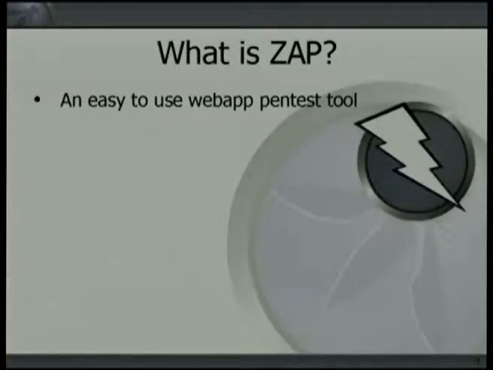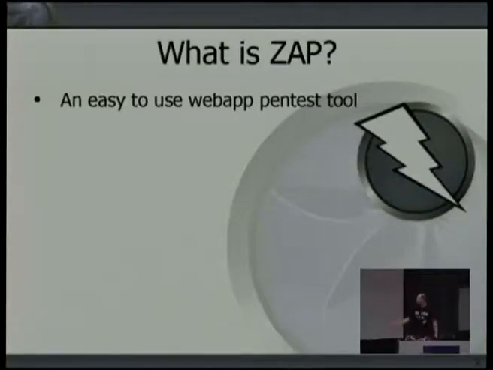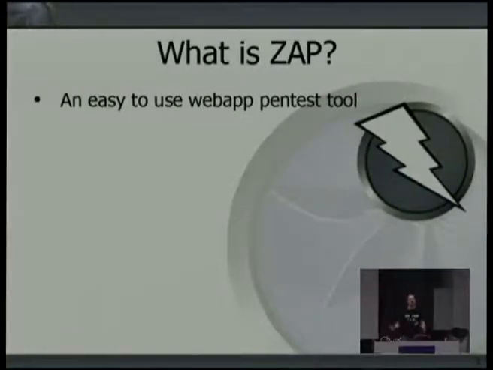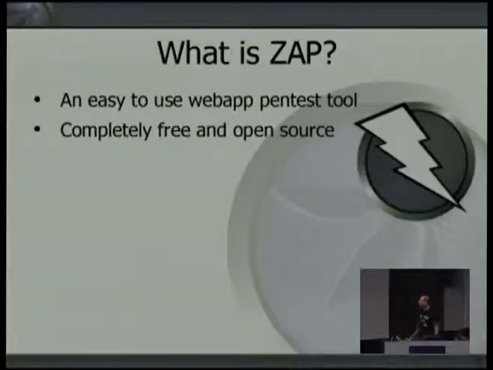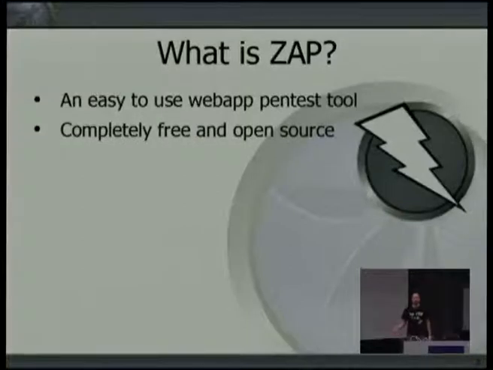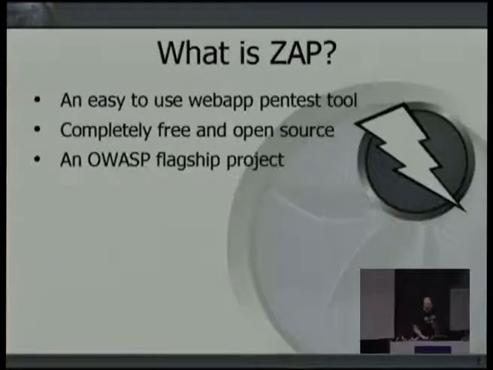So I'm going to start off with the obvious question, which is what is ZAP? It is a tool for finding vulnerabilities in web applications. So if you're not interested in the security of web applications, then you're probably in the wrong talk. It's a tool for doing penetration tests. And one of the key things is, it's easy to use. We're trying to make it as easy to use as possible. It is obviously completely free and open source, otherwise they wouldn't have let me in here. And it's an OWASP flagship project.